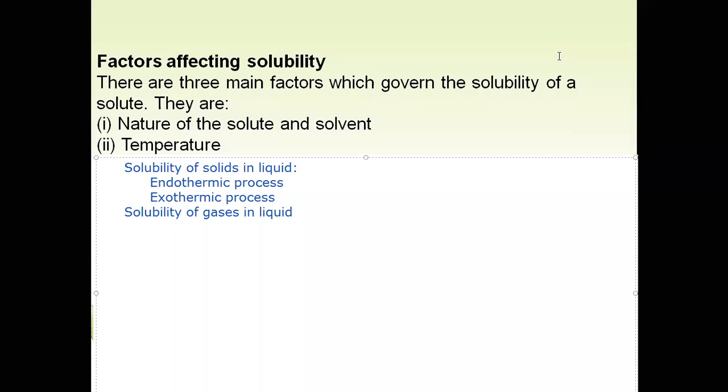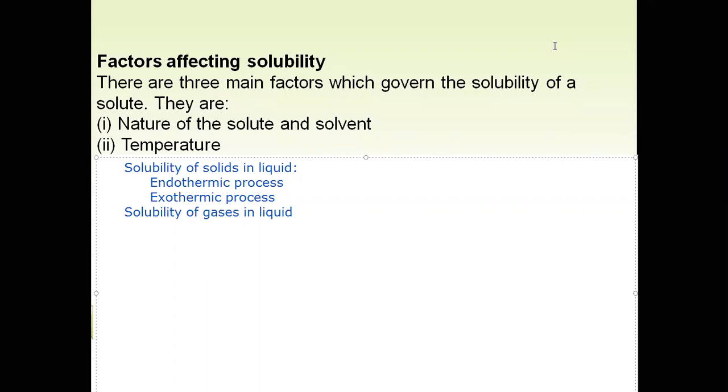So the solubility of gas decreases. So these gases escape in the bubbles. So this is the reason for the bubbles produced in the boiling of water. So these are the temperature effects: solubility of solids in liquid, and solubility of gases in liquid.